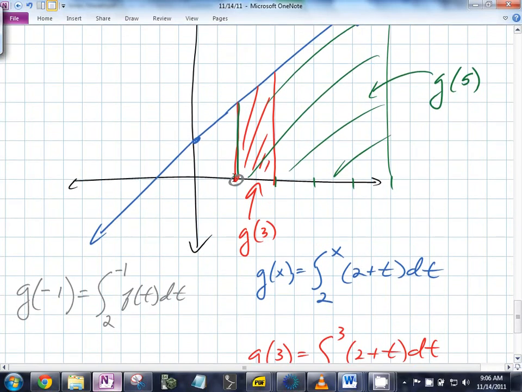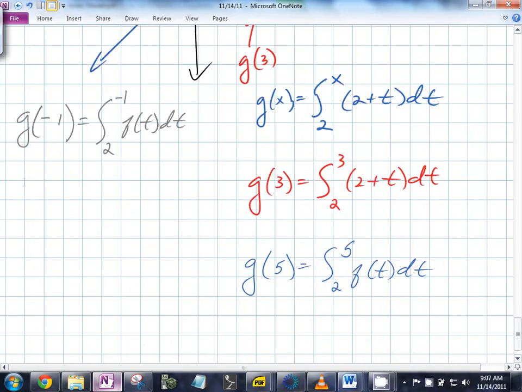Now, do you remember there was something from last week? What can you do with the limits of integration? You can flip them, but if you flip them, what do you do? Change the sign. g of negative 1 is going to be equal to negative of the integral from negative 1 to 2 of f of t dt. Well, you know that the area under the curve from negative 1 to 2 is positive, so when you multiply by a negative, the whole thing becomes negative. So this function, g of x, is just changing where that x is going to. Does it make sense now?